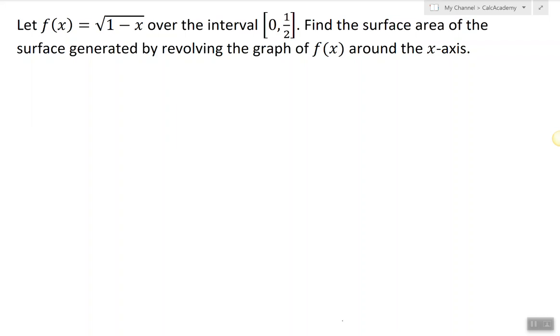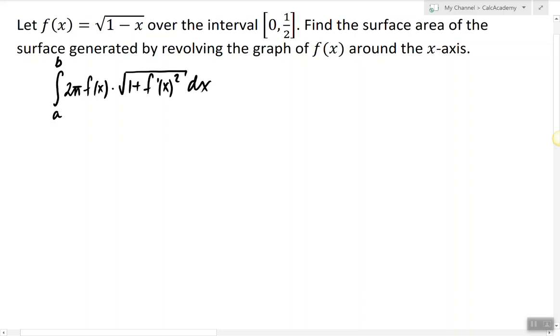In this video, I will show you how to find the area of a surface generated by a piece of a function on a given interval. The formula that we're going to use is the following. We're going to integrate from a to b the following expression: 2 pi f of x times the square root of 1 plus derivative of f squared dx.